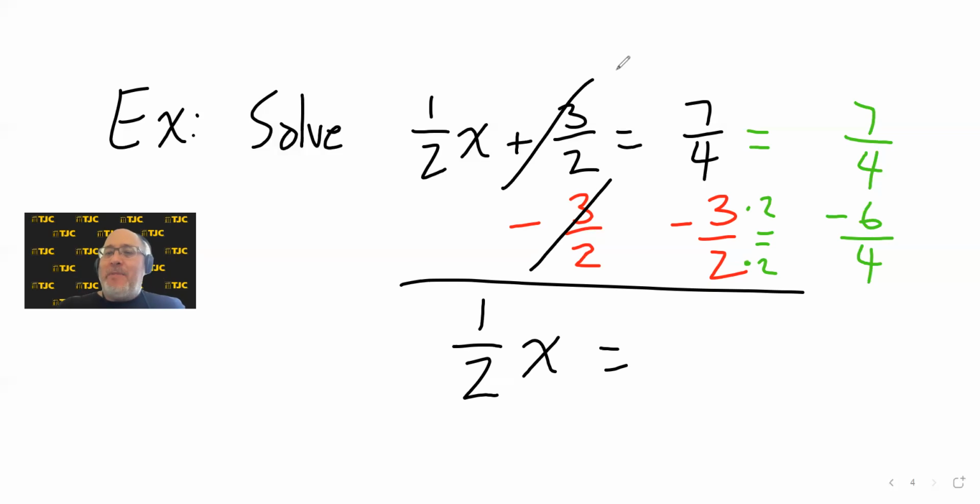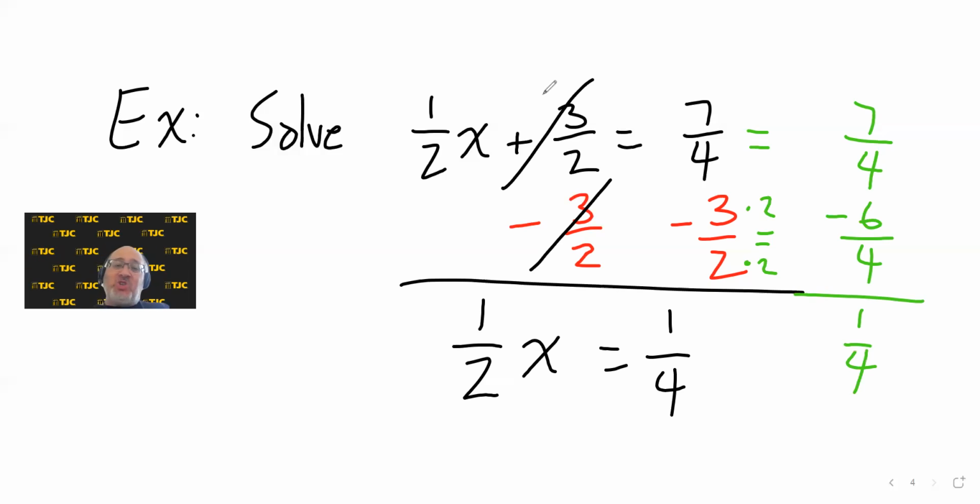And now we can combine these fractions because we have a common denominator. The rule for adding or subtracting fractions is get the common denominator and then do the arithmetic on the numerators, keeping the common denominator. In this case, we have 7/4 minus 6/4, and 7/4 minus 6/4 is 1/4. And now we have 1/2 times x is equal to 1/4. So how are we going to get the x by itself?